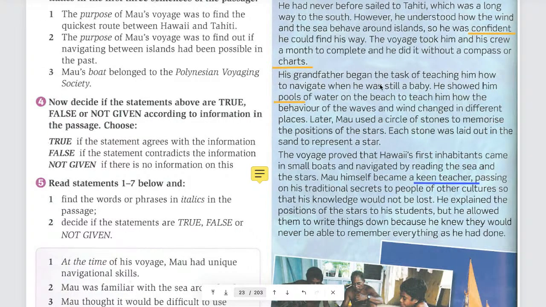His grandfather began the task of teaching him how to navigate when he was still a baby. He showed him pools of water on the beach to teach him how the behavior of the waves and wind change in different places. You know pools, you know the swimming pool? So pools of water is similar. We have pools of water, but where? On the beach. It's not a swimming pool, but it's also a pool of water. No different, okay?